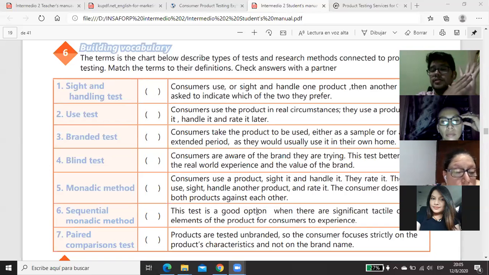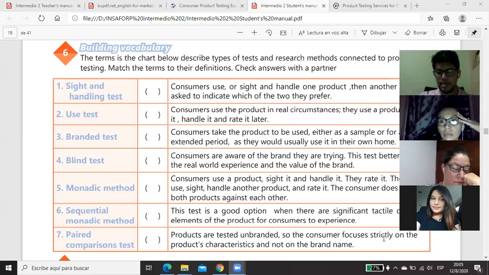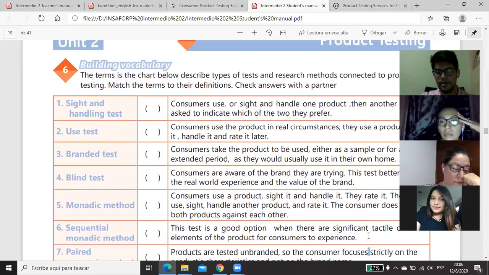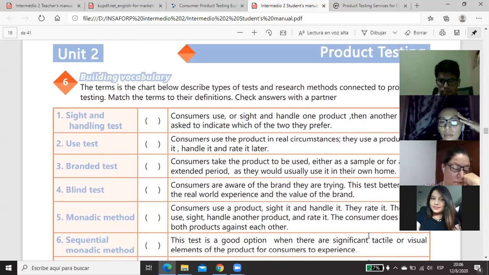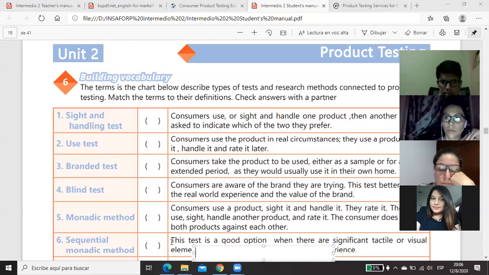You remember about tactile and visual information. So what do you remember about this type of testing? Today we'll probably check on it more carefully. Sight and handling test, which one do you think it is, or how does this work? Anybody? What type of products do you think we use with this one? I guess that sight and handling test is this one. Let me use my annotate tool and let's use text, just to remember. One second.